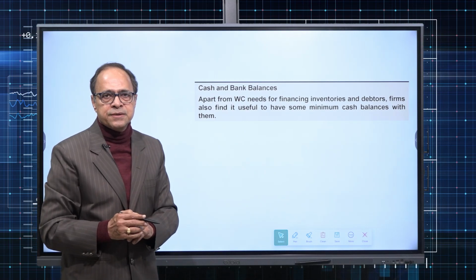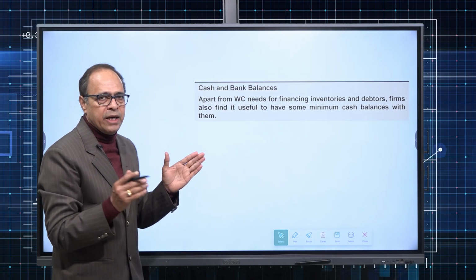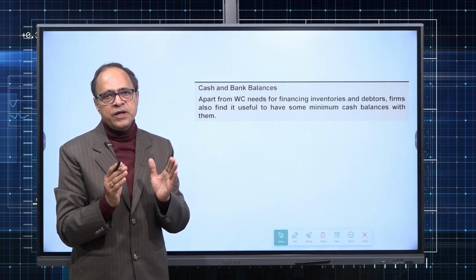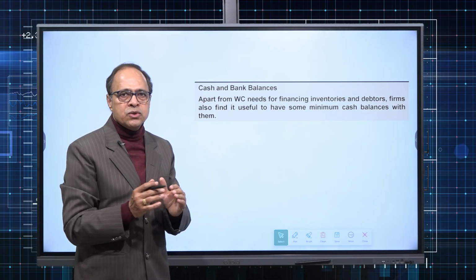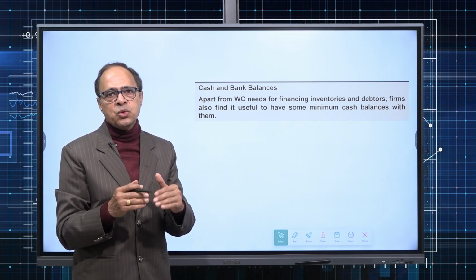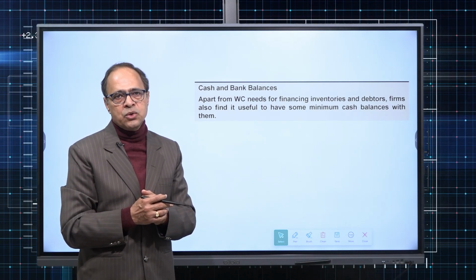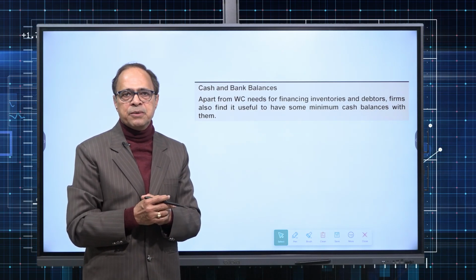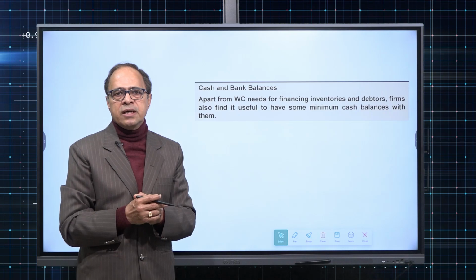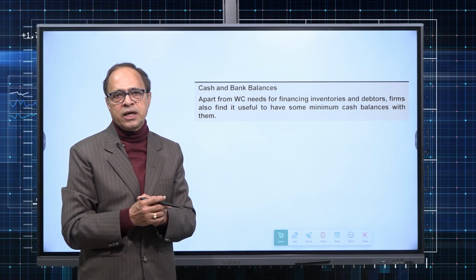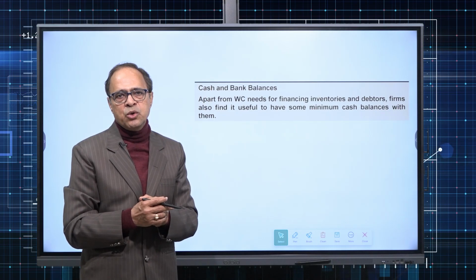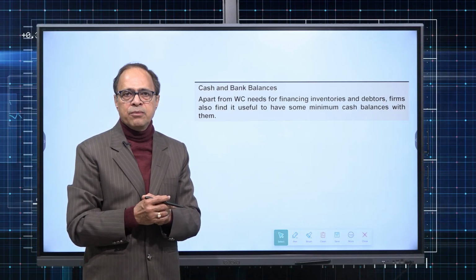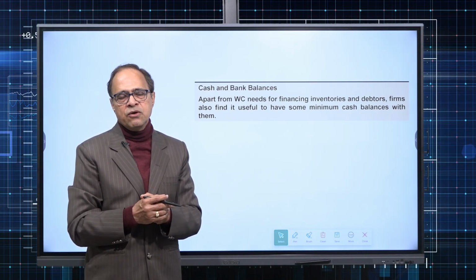Then cash and bank balance. We have estimated three different inventories: raw material, WIP and finished goods. Companies do keep some cash and bank balance for routine expenses, and some cash is maintained for precautionary, emergency or speculative purposes. So generally, there are three motives for holding cash in a business organization: transaction motive, precautionary motive and speculative motive.